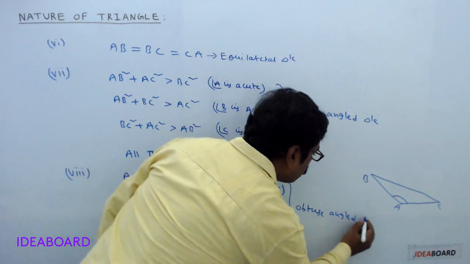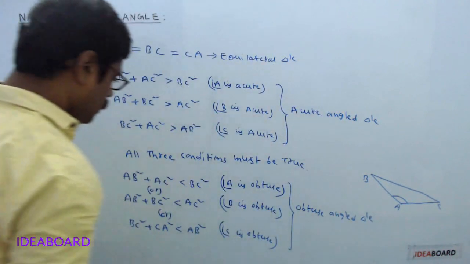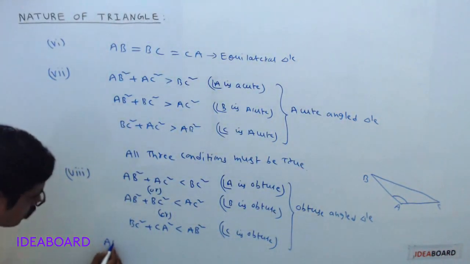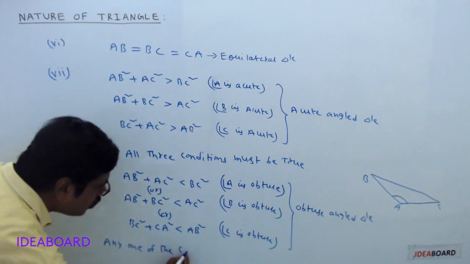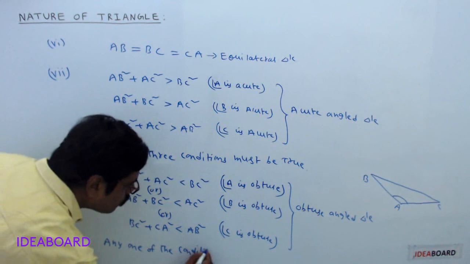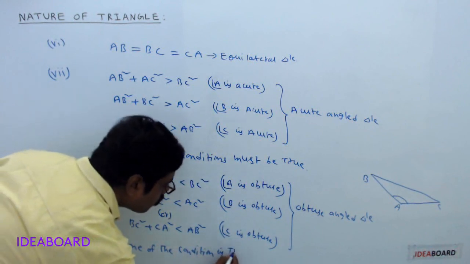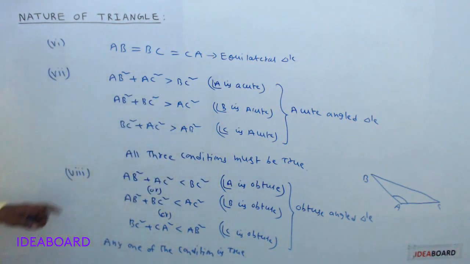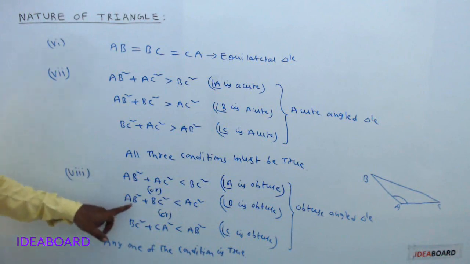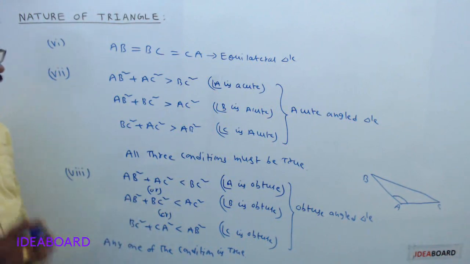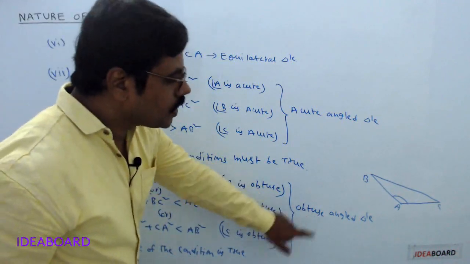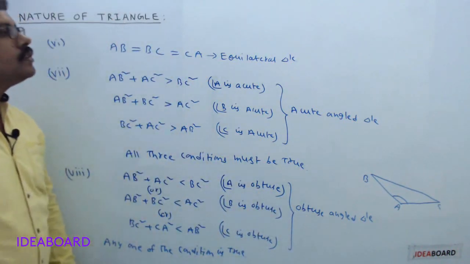Obtuse angle triangle: any one of the conditions is true. So either this condition will be true or this condition or this condition. Then the triangle is said to be an obtuse angle triangle.